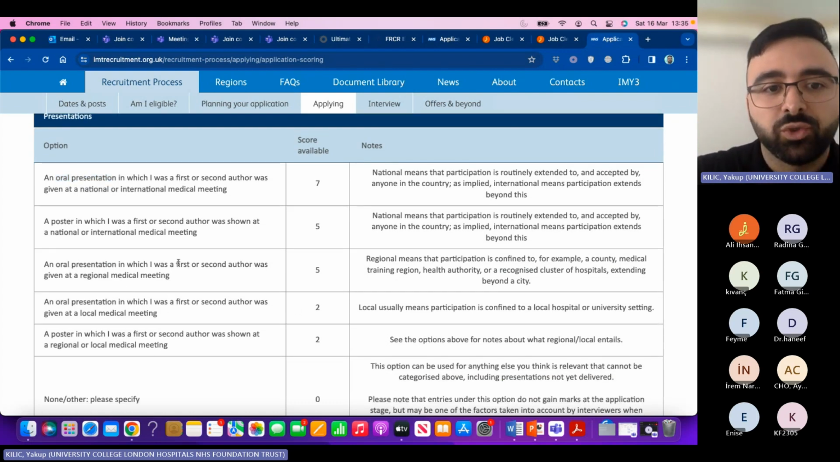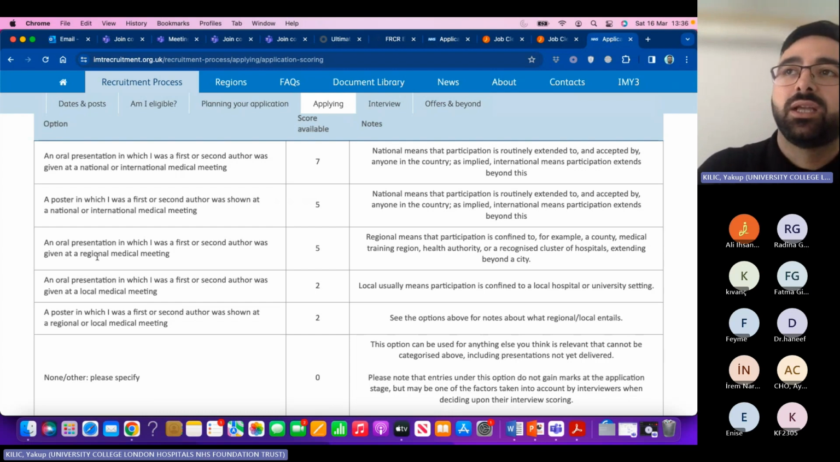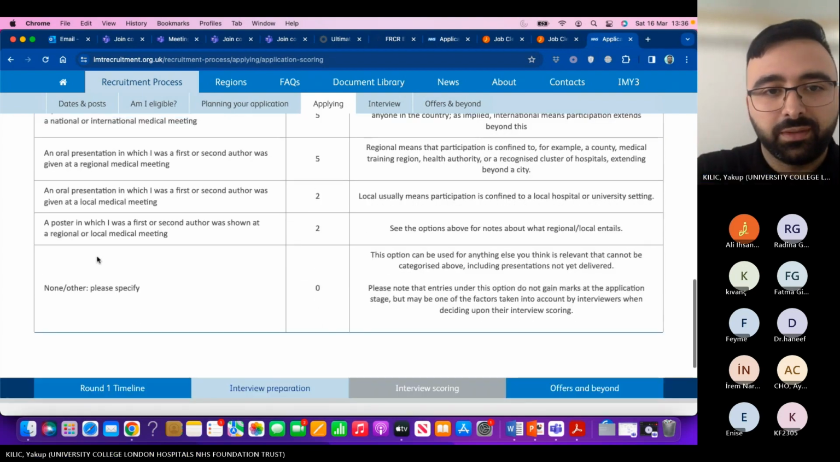So if you have an oral presentation which you were first or second author in a regional meeting, that's 5 points, and a local meeting, that's 2 points. A local meeting is essentially a meeting within your hospital. Regional is a meeting within a few hospitals in your deanery. That's how they distinguish both.